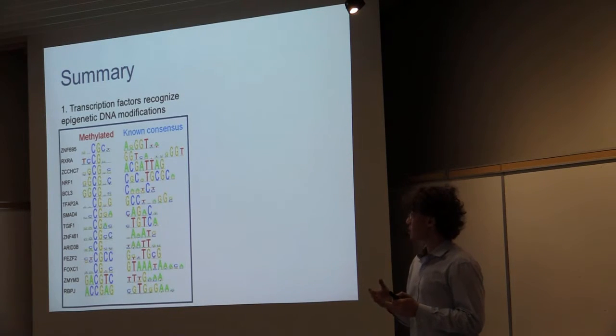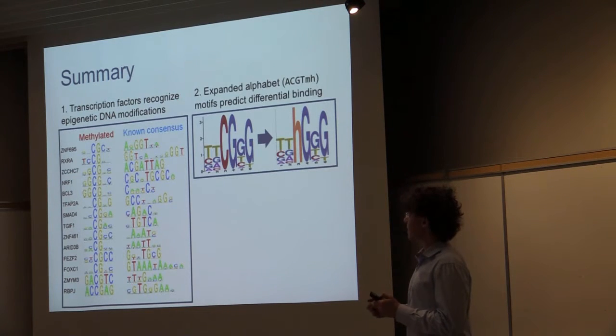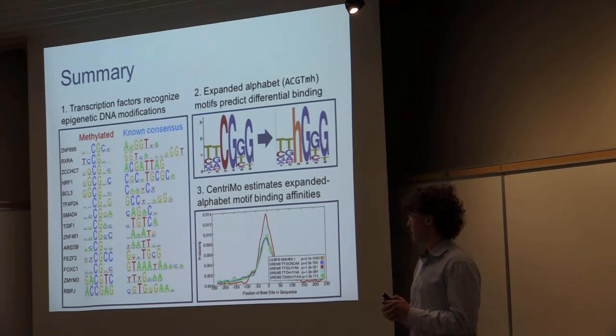So overall, we can see that transcription factors recognize epigenetic DNA modifications. Expanded alphabet motifs can predict differential binding affinity, and Centrimo can estimate expanded alphabet motif binding affinities.